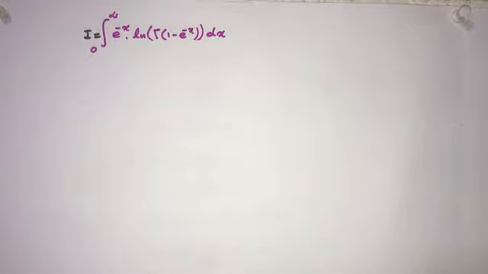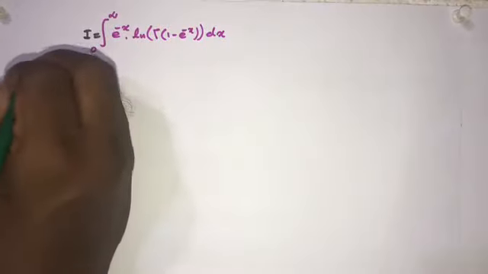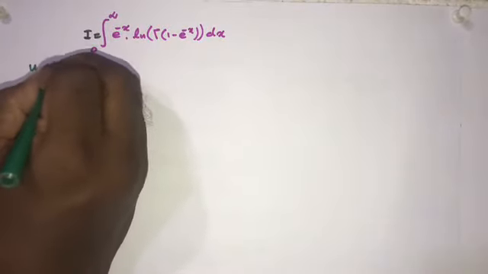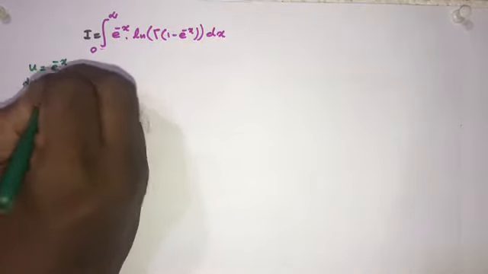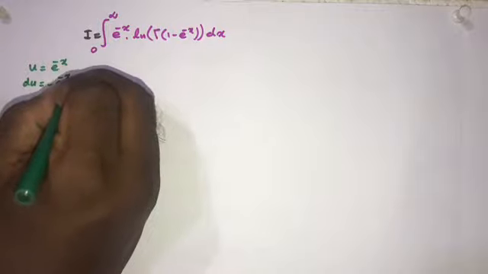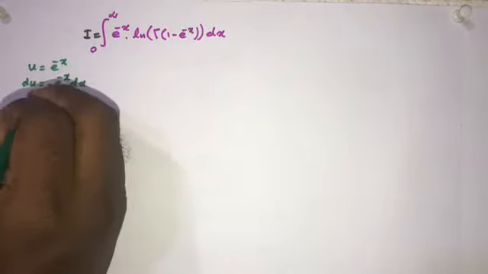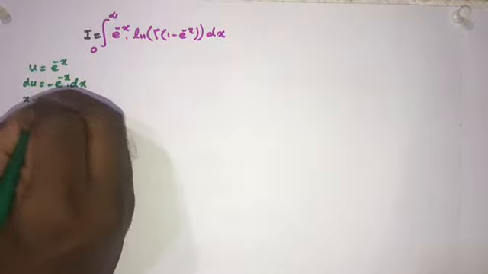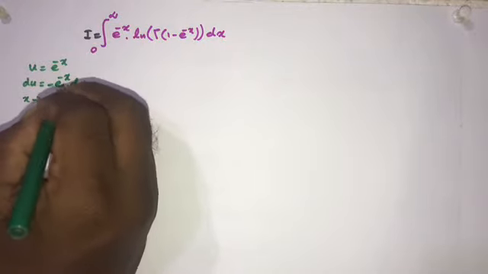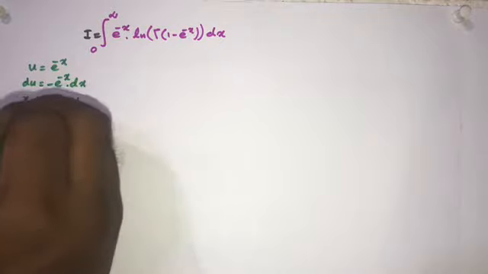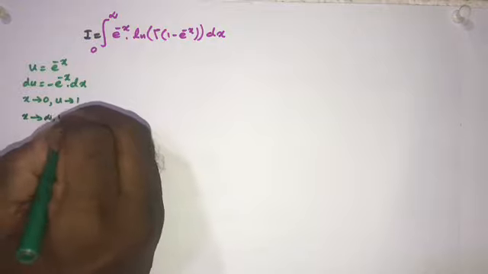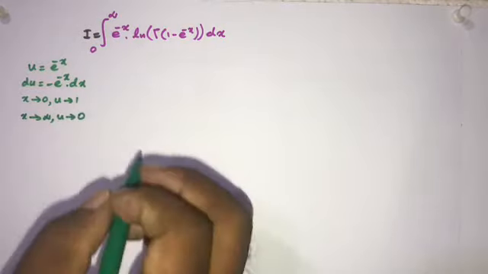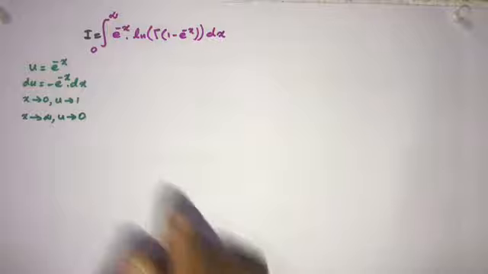Now first we can take a substitution. So if we take u is equal to e to the minus x, now differentiate, so du is equal to minus e to the minus x dx, and lower limit when x approaches 0, we know u approaches 1. When x approaches infinity, upper limit u approaches 0. Okay, now we can plug in here.